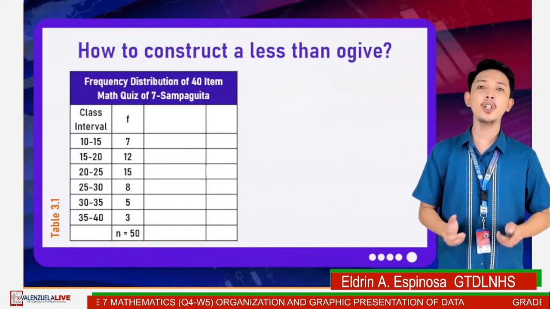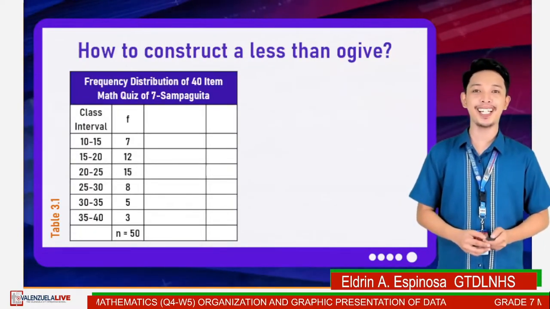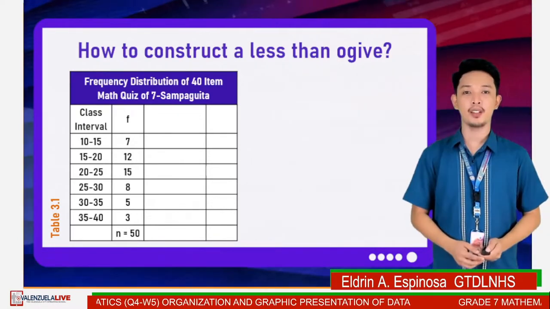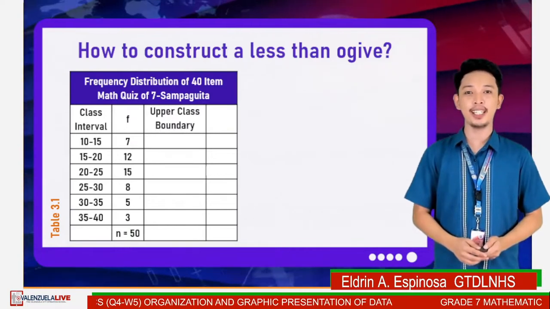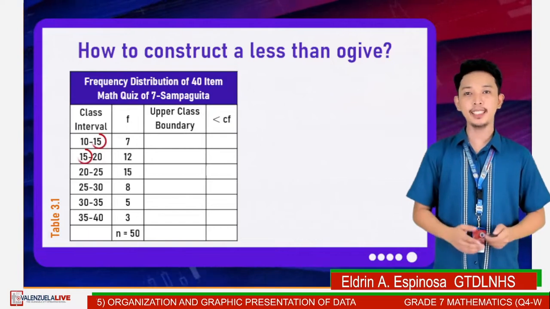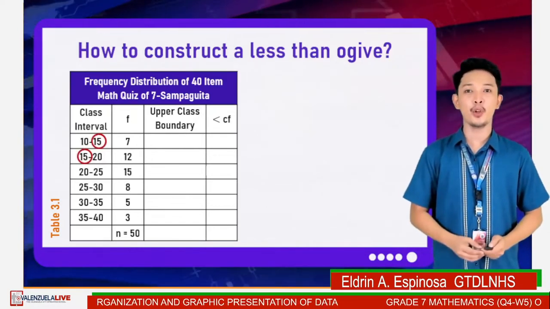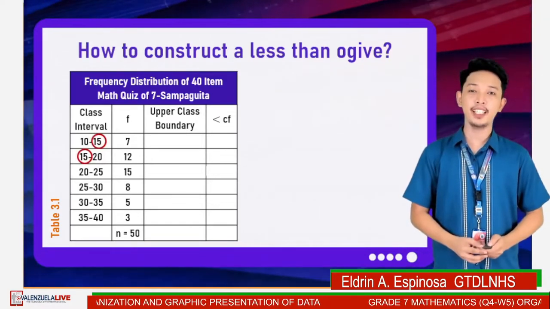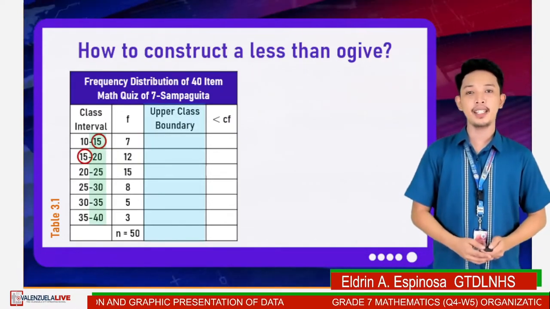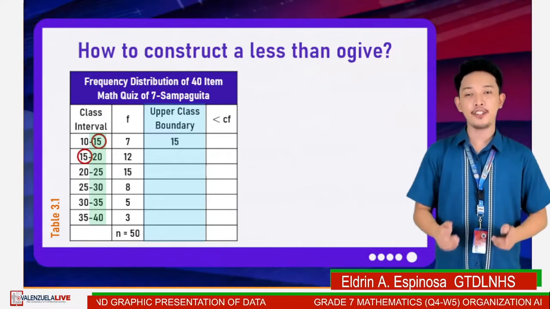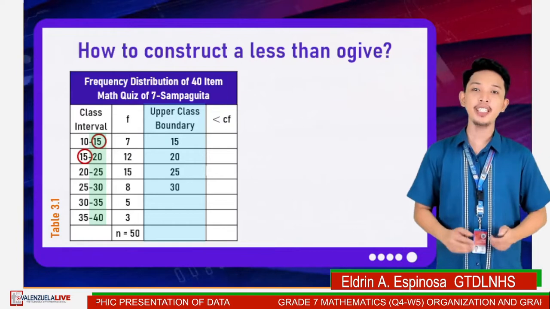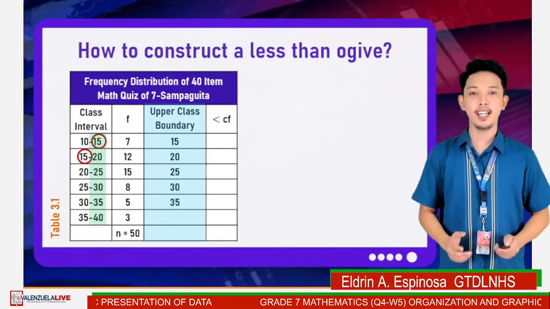Now, how to construct a less than ogive? To construct a less than ogive, we need to add two columns, for the upper class boundary and for the less than cumulative frequency. But since our table is in continuous form, the highest number in each class are already in the upper class boundaries. Thus, the upper class boundaries are 15, 20, 25, 30, 35, and 40.